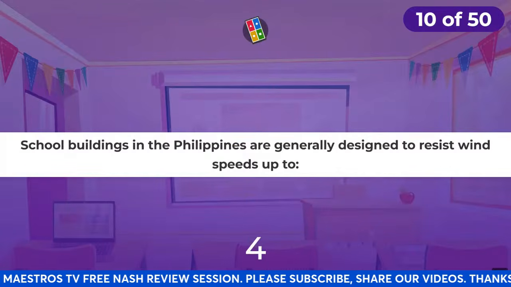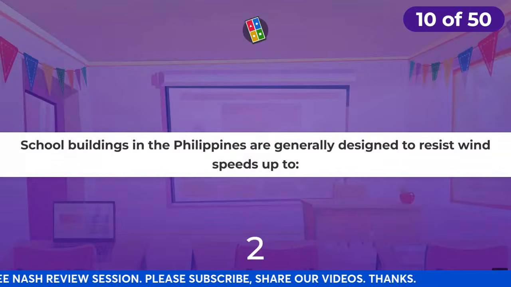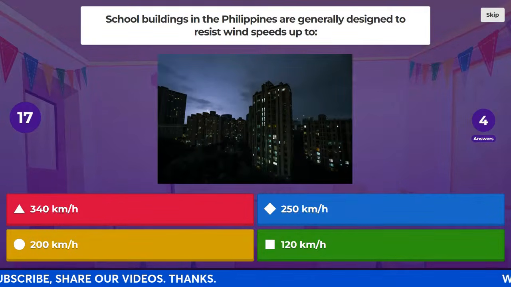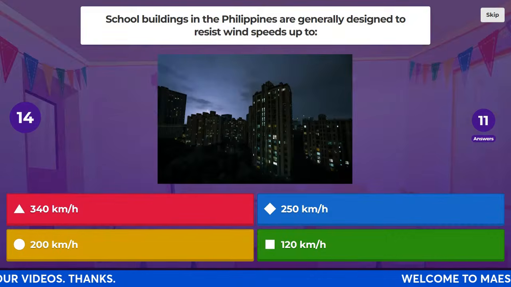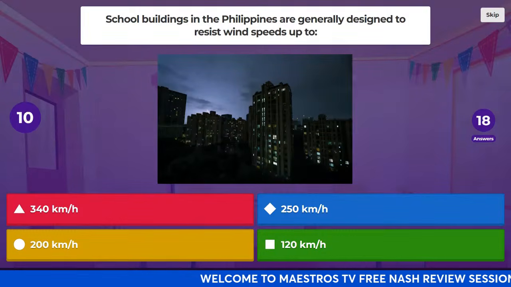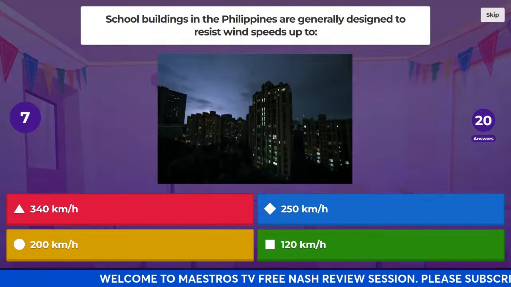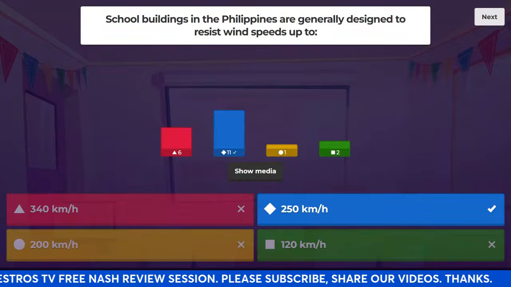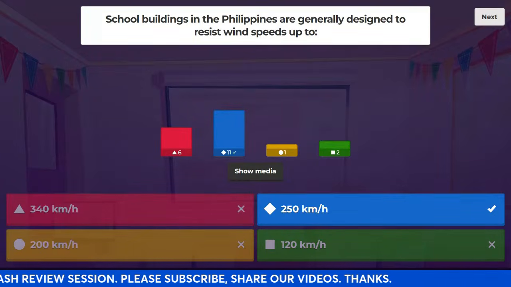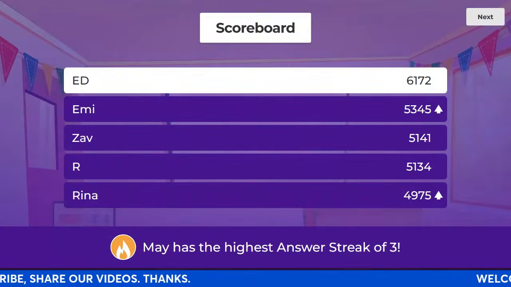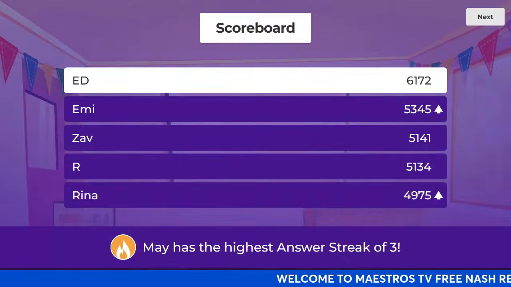Question 10. School buildings in the Philippines are generally designed to resist wind speed up to 250 kilometers per hour. 11 got the correct answer. Still Ed on the first, Emmy on second, Zav on third, R, and Rina on the fifth place.